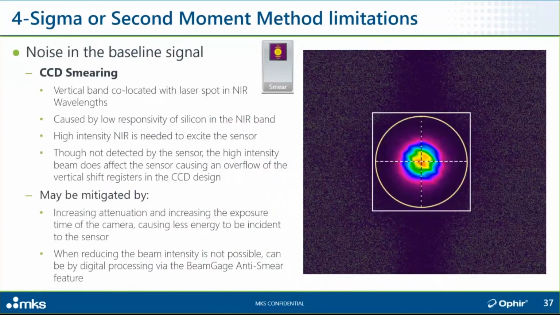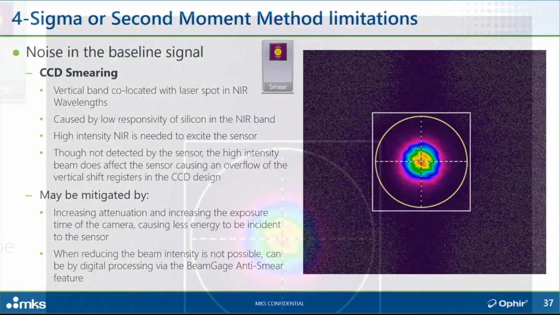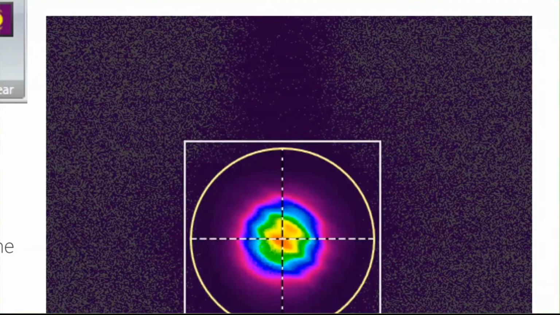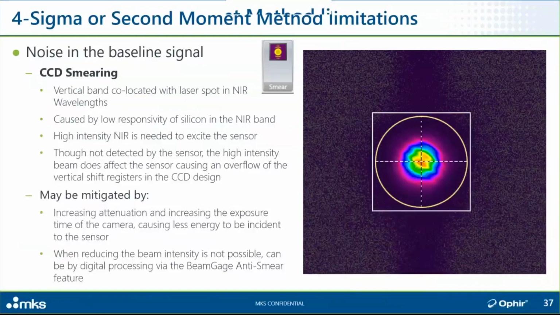One that's a little more common is called CCD smearing. This is a vertical band that you'll see co-located with the laser spot. And this effect is caused by CCD design and occurs when silicon CCD sensors are used in the NIR. This occurs due to low responsivity of the silicon in the NIR band. It requires a lot more laser energy to excite the sensor. And while the sensor isn't generating signal, that laser signal is affecting the sensor in other ways, and it causes the vertical shift registers in the CCD design to overflow.